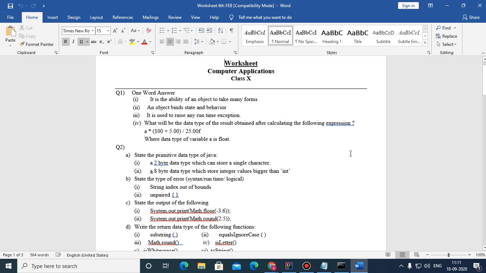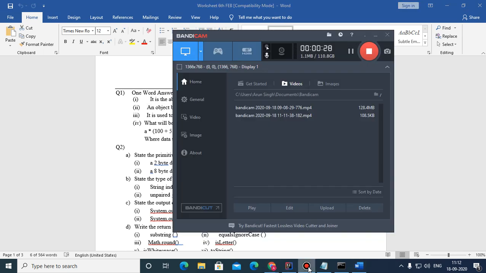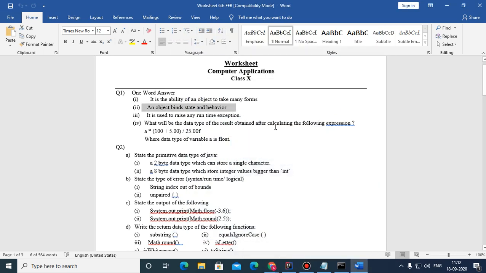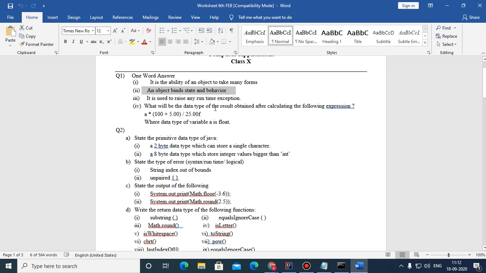Let us solve this worksheet today. First, you all know, please tell me, an object binds state and behavior. What is that? With the help of which operator? No, that is a dot operator, I think. That is the child dot operator. It is used to raise any runtime exception. This just exclude this.